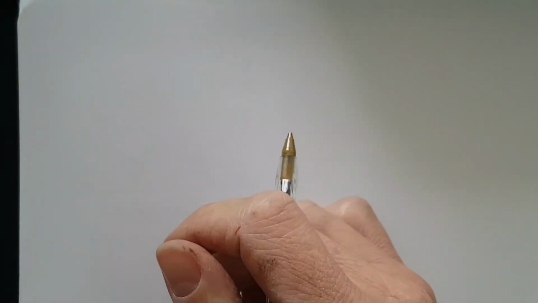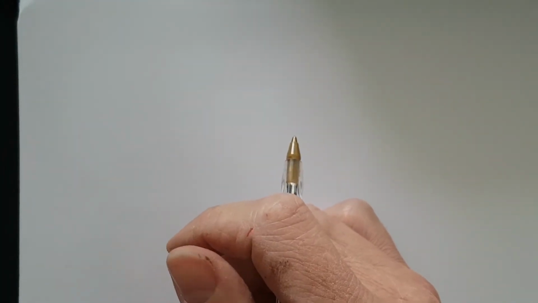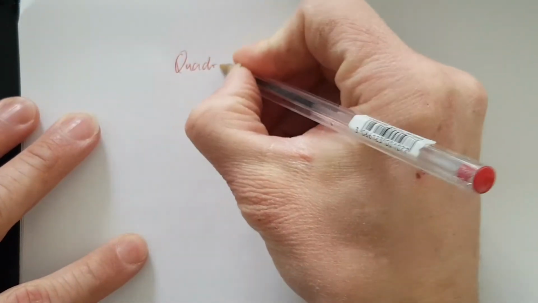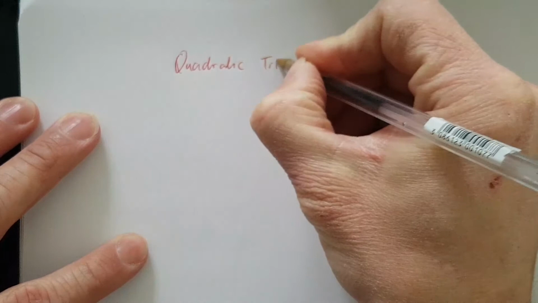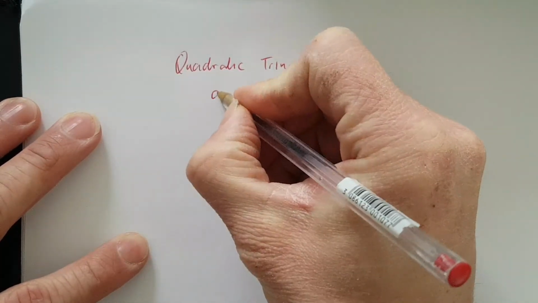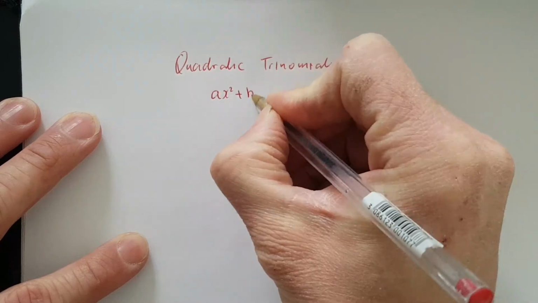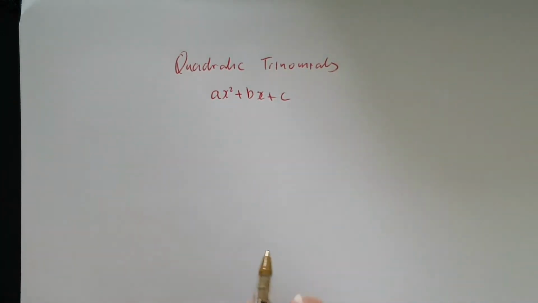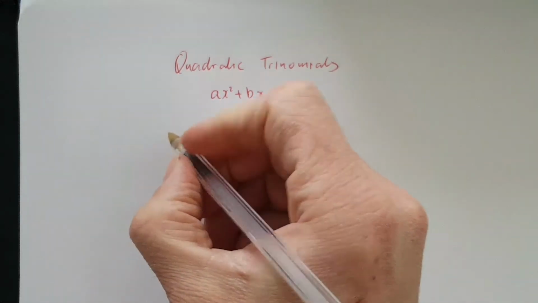Okay lads, so today what we're going to be looking at is solving quadratic equations, but before we do that we need to revise factorising quadratic trinomials. Okay, so when we talk about quadratic trinomials, we're talking about an expression in the form ax squared plus bx plus c. Okay, so we factorised these before back in chapter 6, but we just want to revise them.